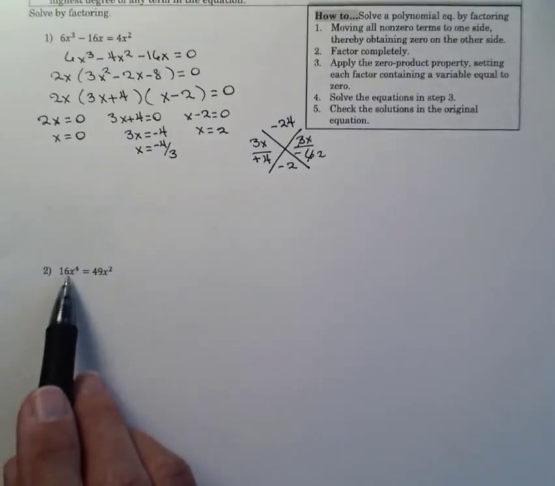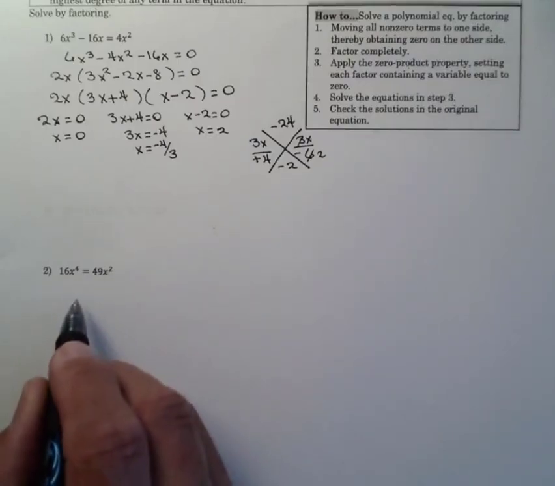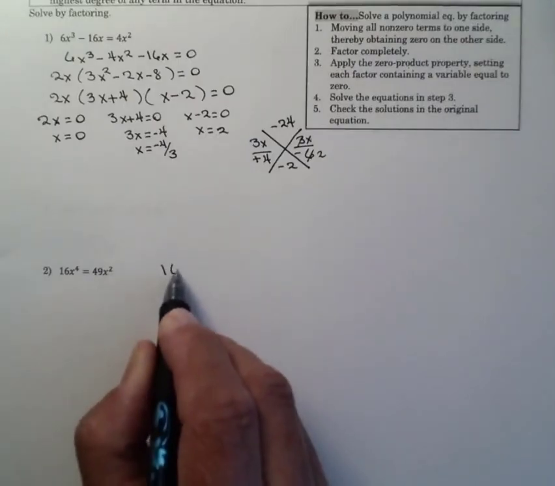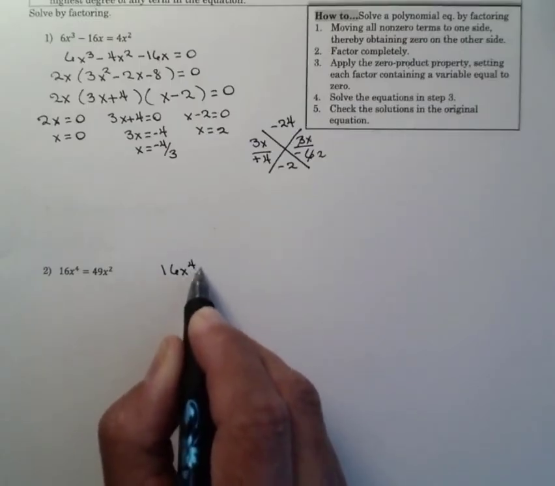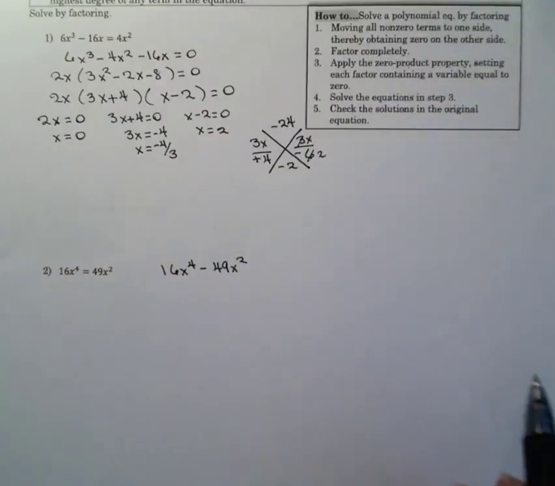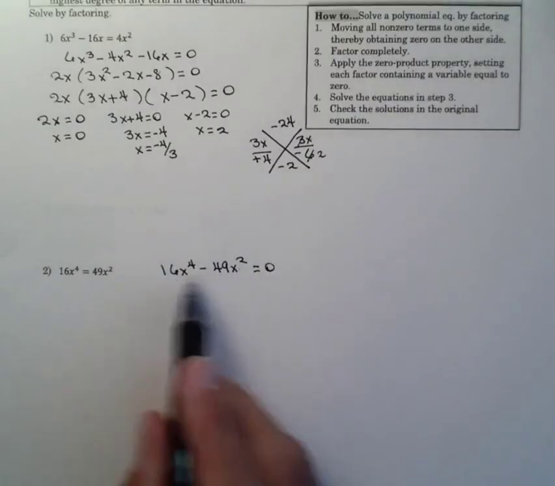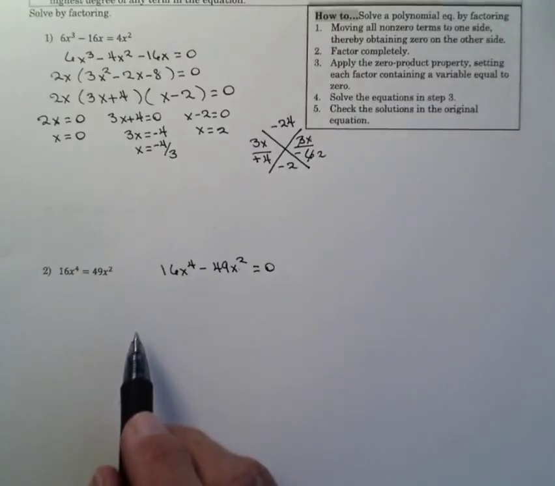So my biggest exponent's over here on the left. I'll subtract that 49x squared and get it over there. I'm going to say this becomes 16x to the fourth minus 49x squared equals 0, right? I can factor out a GCF of x squared, can't I? Can I get anything else?